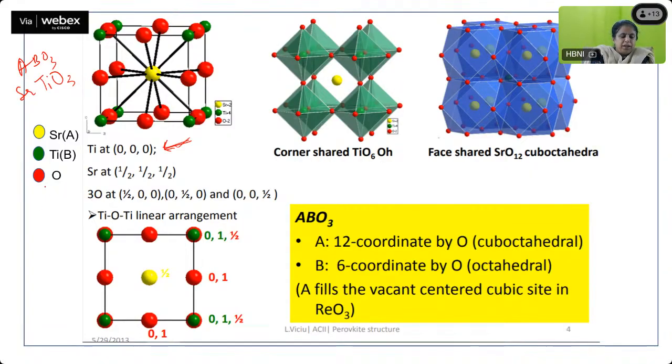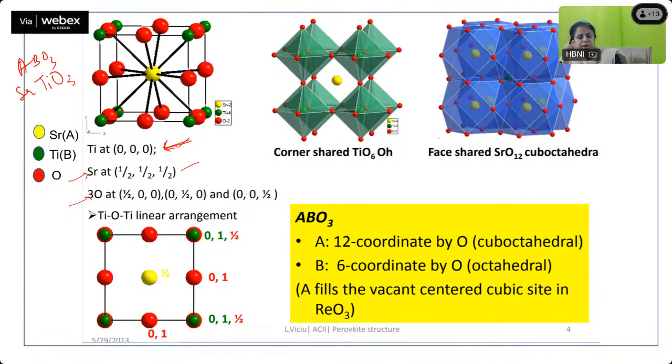Now what is the coordinate of strontium? Easy, it is at the body center, so half, half, half. Now what is the coordinate of oxygen? You have 3 oxygens, 12 into 1 by 4. They are at the edge centers. So if this was your origin, it is half, 0, 0, then you have 0, half, 0 and 0, 0, half. Again, very simple.